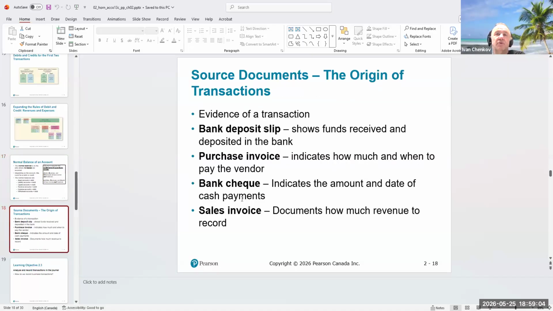Which are the source documents that are going to help tell us whether something is a transaction or not? There will be invoices. There will be documents from the bank. The invoice is going to be an invoice of the purchases or an invoice for the sales. A deposit slip is going to tell us how much money we have received. A bank check is going to indicate how much cash we have paid.